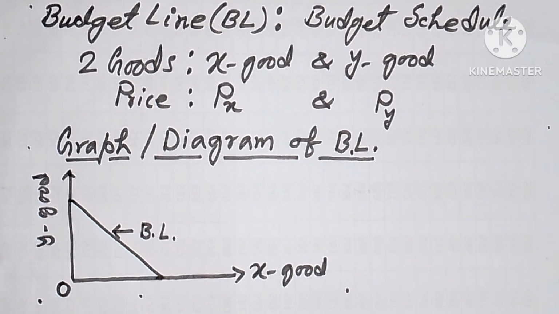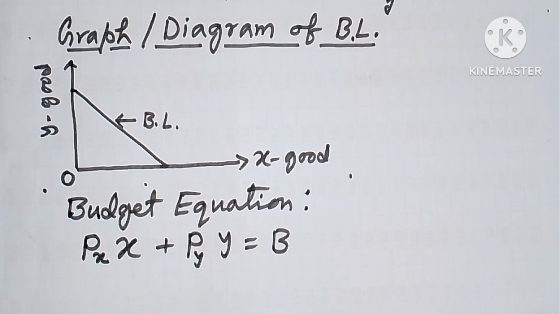Before going to the explanation of this, we have to know what the budget equation is, because this diagram is the reflection of the budget equation. So the budget equation is Px into X plus Py into Y equal to B, where Px is the price of X, Py is the price of Y, and B is the total budget. X and Y are the quantities of X good and Y good respectively.